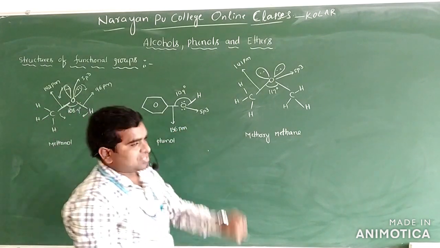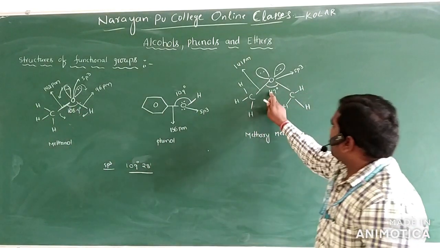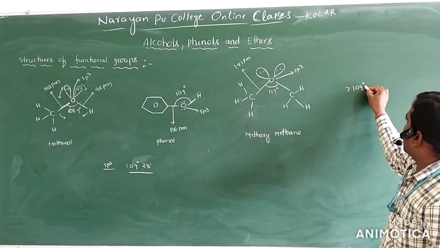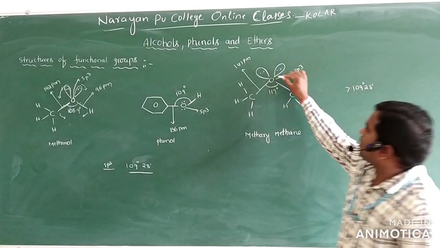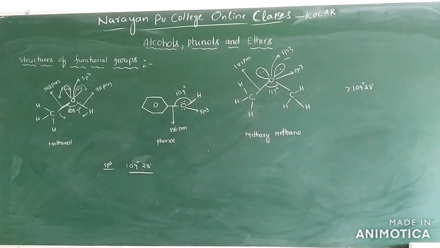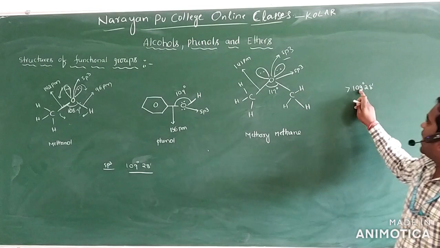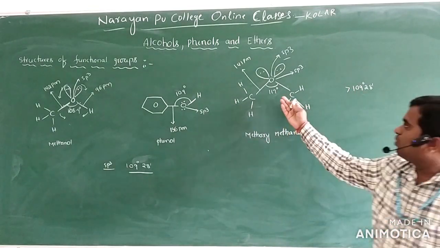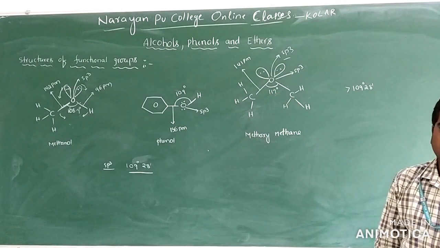And coming to the ethers. In the ethers, the bond angle is greater than 109 degrees 28 minutes. Actually, it is also sp3 hybridization, I have already mentioned. But what is the bond angle here? It is 117 degrees. See, why does it happen?